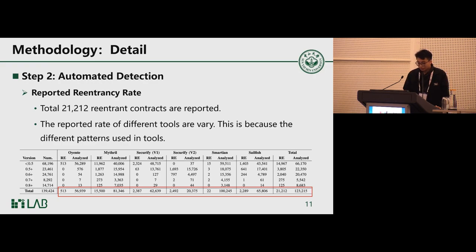And next, more than 21,000 reentrant contracts are reported in total. The reported rates of different tools vary. This is because of the different patterns used in different tools.